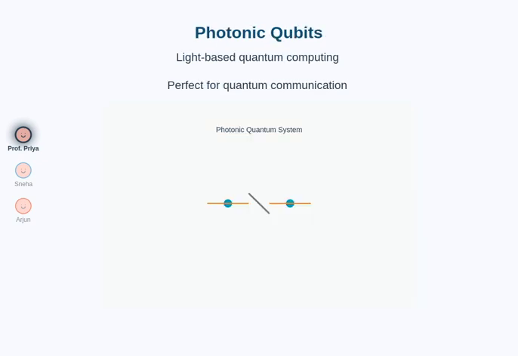Third, we have photonic qubits, where information is encoded in particles of light, photons. These are especially promising for quantum communication and networking.